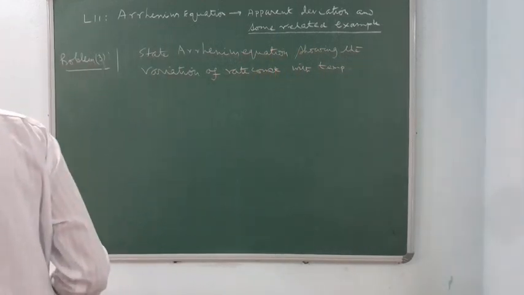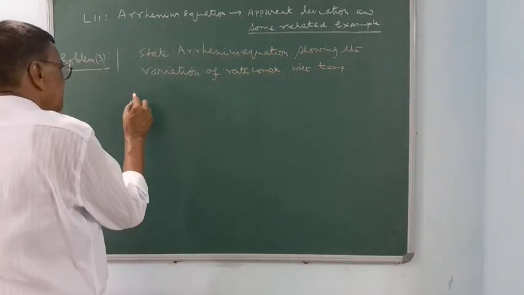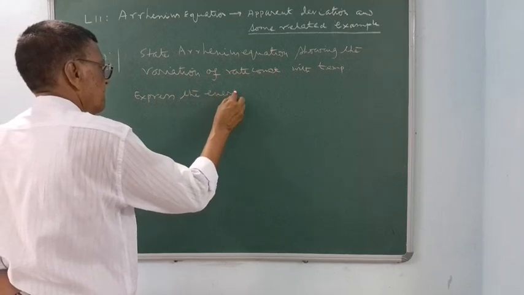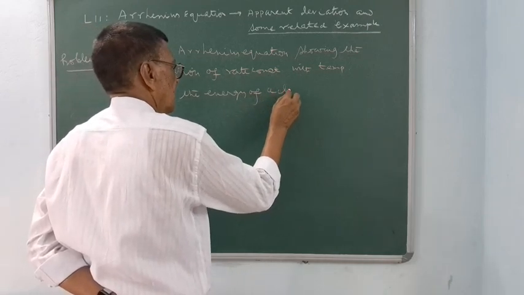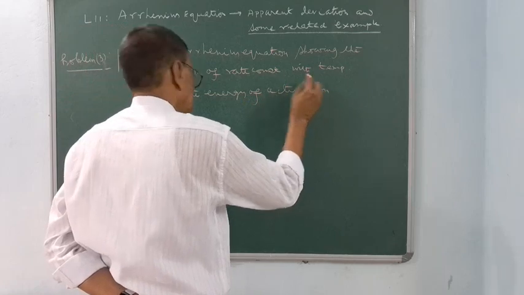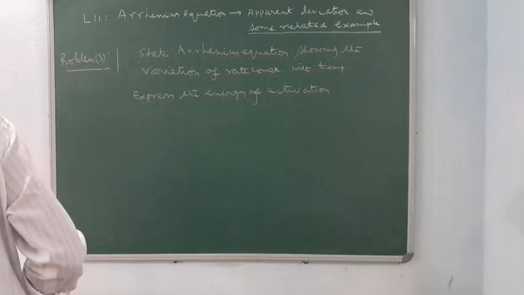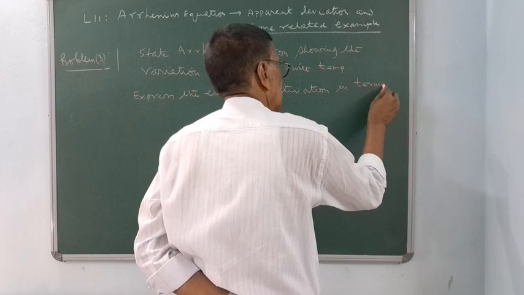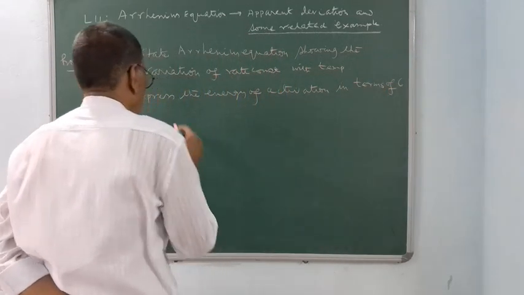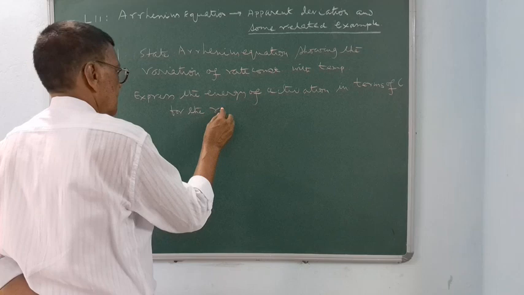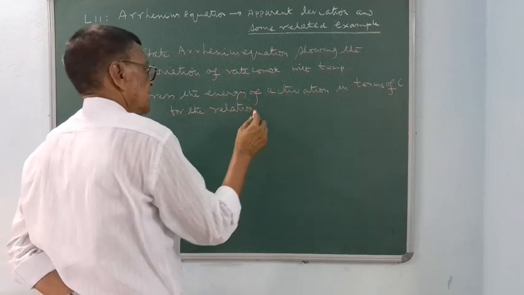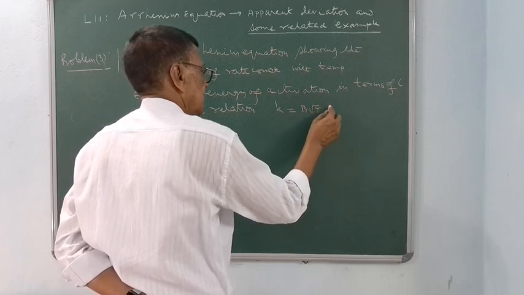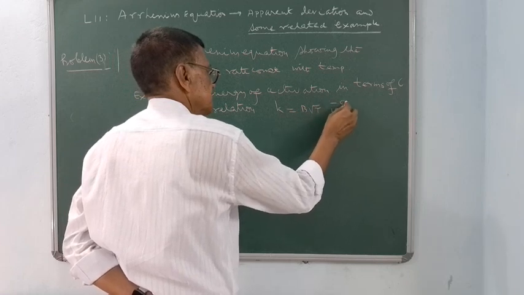The next question is: express the energy of activation in terms of C for the relation k equal to B root over T and 10 to the power minus C by T.